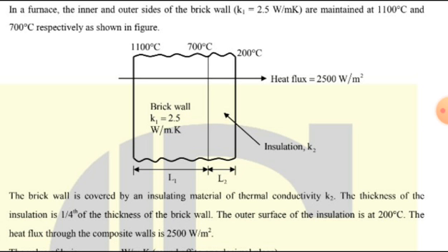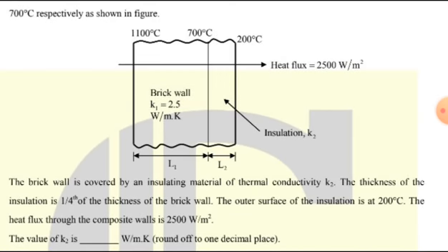Okay, in a furnace the inner and outer surfaces of the brick wall are maintained at 1100 degrees Celsius and 700 degrees Celsius respectively, and the conductivity of the wall is 2.5 watt per meter Kelvin. The brick wall is covered by an insulating material of thermal conductivity K2. The thickness of the insulation is 1 by 4th of the thickness of the brick wall. Therefore, the outer surface of the insulation is 200 degrees Celsius. Therefore, the heat flux through the composite wall is 2500 watt per meter square.